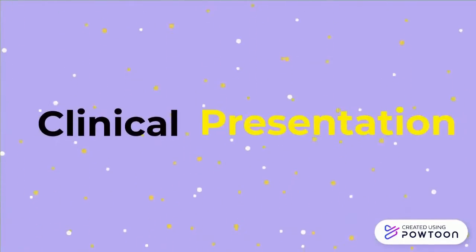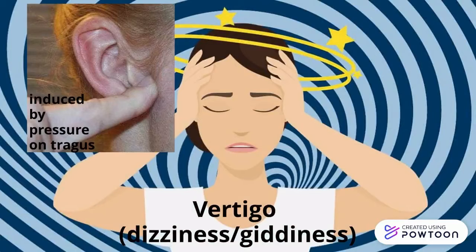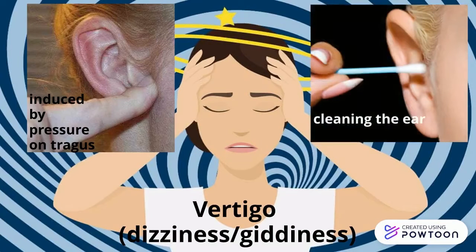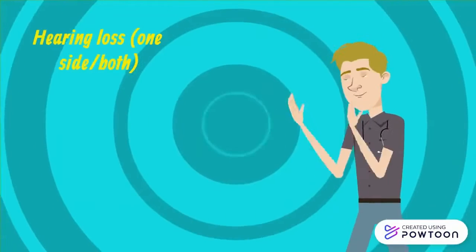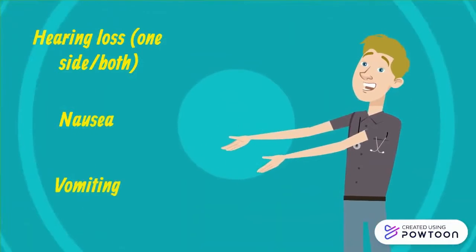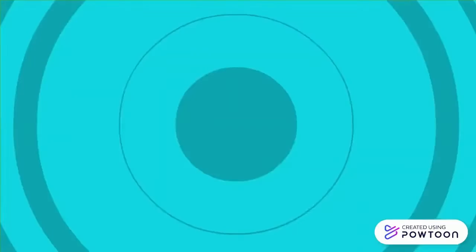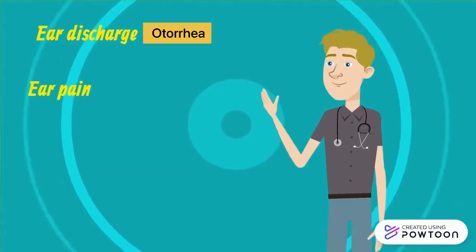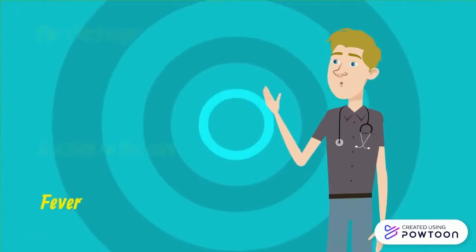So, if you're having acute labyrinthitis, you may present with vertigo, which is induced by pressure on your ear or cleaning the ear. You can also experience hearing loss, nausea and vomiting, and also ear discharge, ear pain, ringing in the ears, and also fever.